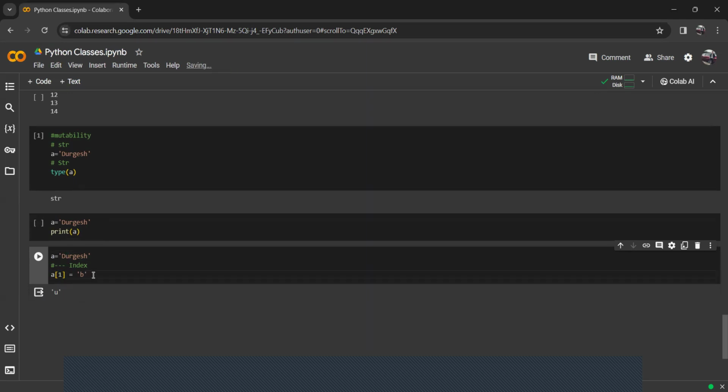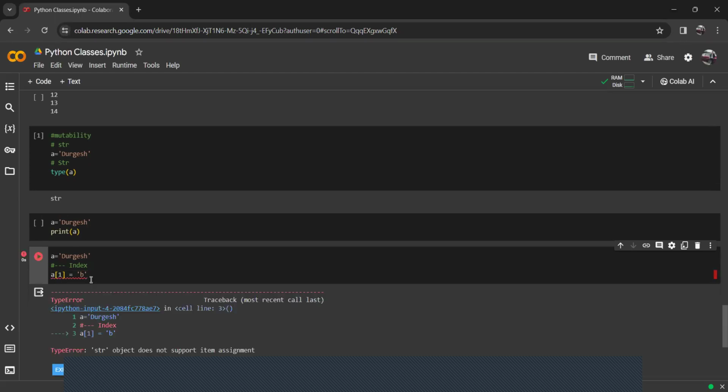Will I be able to do so? Tell me. Is this thing possible? Error. See, I told you, string is immutable. You cannot change anything in a string. The original thing is u in A of 1, and you want to place b there. You will not be able to do so. That's why I'm saying a string is immutable. If you have defined A with Durgesh, Durgesh will remain the same. It cannot be changed. Is this thing clear to everyone?